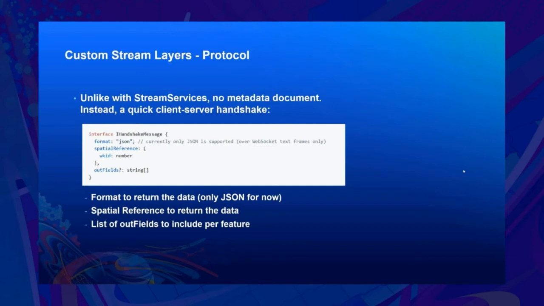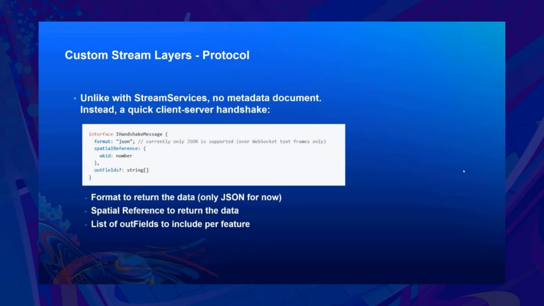So, with the stream services, typically there would be a REST endpoint, and that REST endpoint you could reach to get some metadata about the service. But to make it easier for developers to set up their own custom stream services, we've opted for a handshake approach here instead. And the structure of the handshake looks something like this.